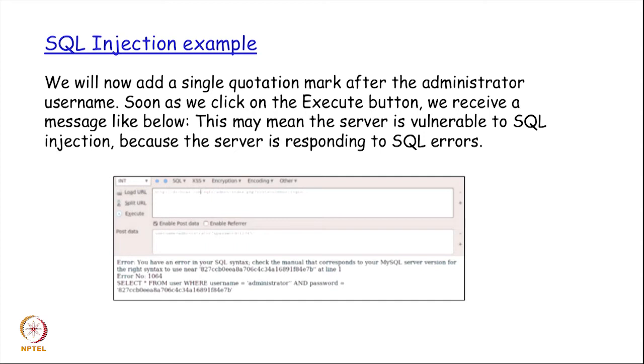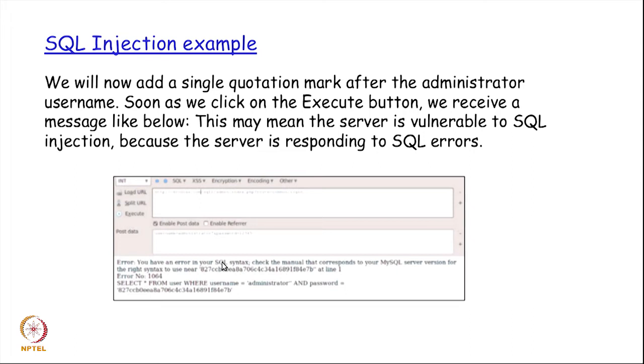Depending on the message that is given back, the attacker has the possibility to know if that particular server has the potential to be attacked by doing an SQL injection. So, when we do this and execute, we get a message back saying that you have an error in your SQL syntax, check the manual that corresponds to your MySQL server version for the right syntax to use. From this message the attacker comes to know that the server is responding back with a message, and that means it is doing an SQL query execution.